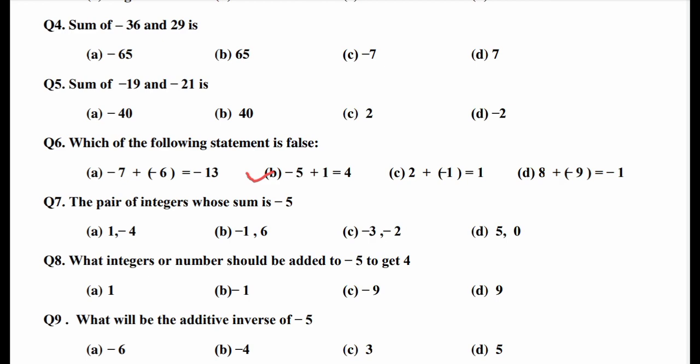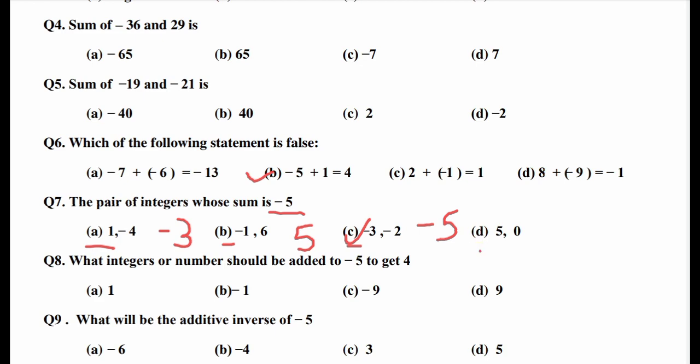Question number 7. The pair of integers whose sum is minus 5. A 1 minus 4. First we do sum of it and answer is minus 3. So it is not minus 5. Then we do addition of B pair. Minus 1 plus 6 and answer is 5. Again it is not minus 5. Then we check C. Minus 3 plus minus 2. Minus minus plus, so 3 plus 2 is equal to 5 and answer is minus 5. Yes, this is the correct answer.